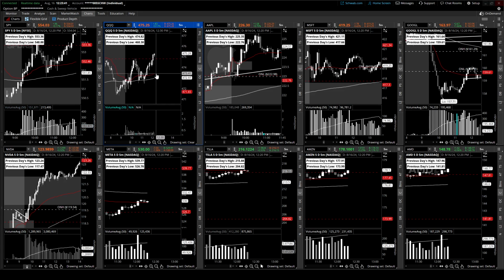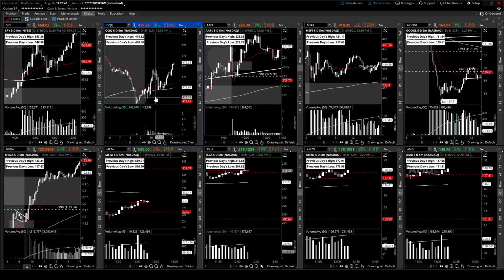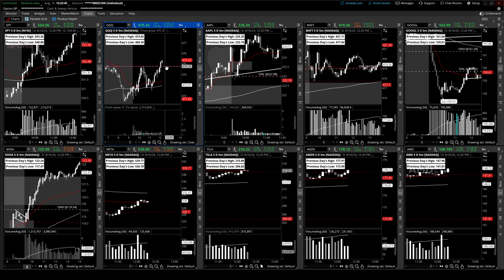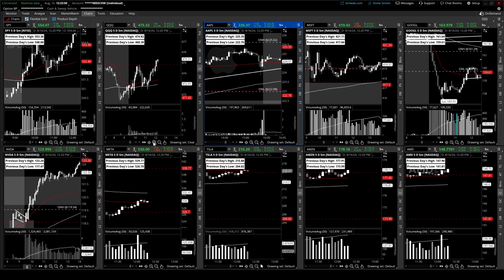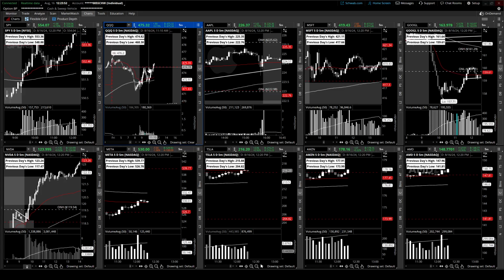Okay. So right now you can see we are getting a break above the previous day's range here on QQQ, which means we could continue to see a push towards the end of day.